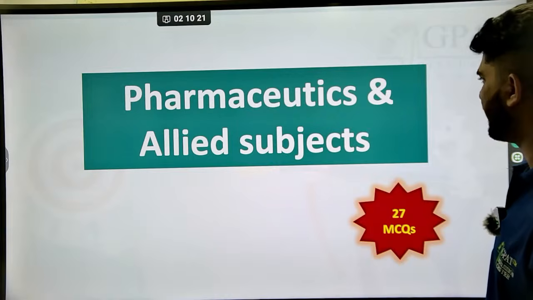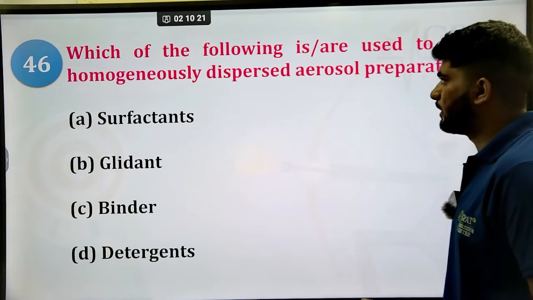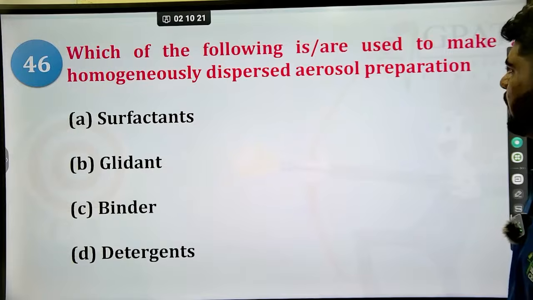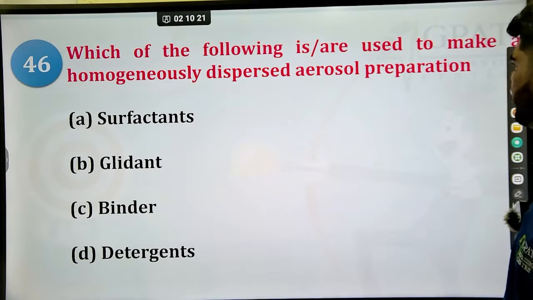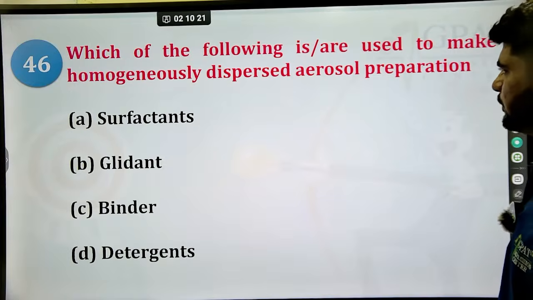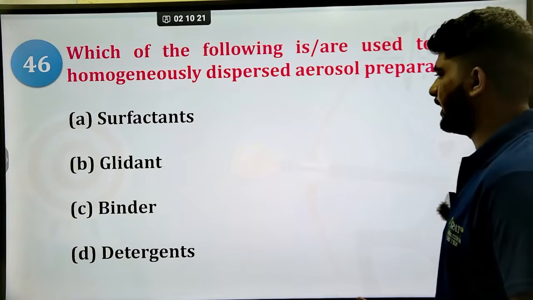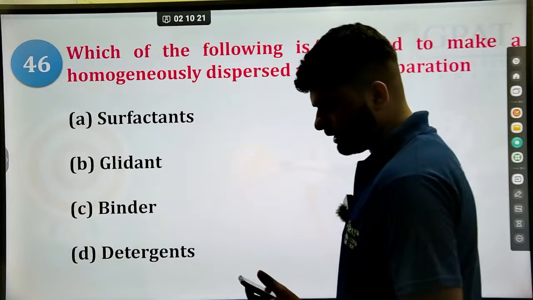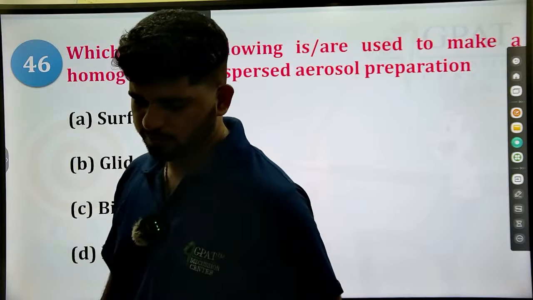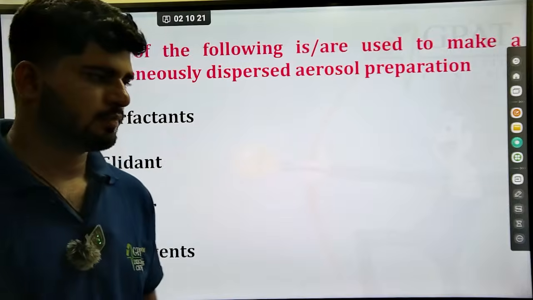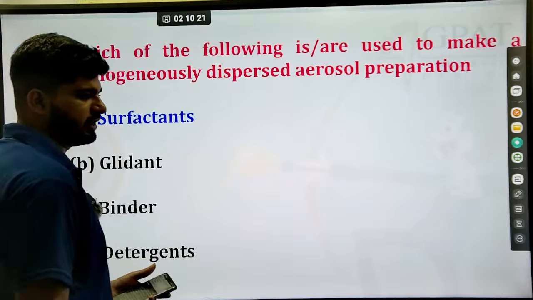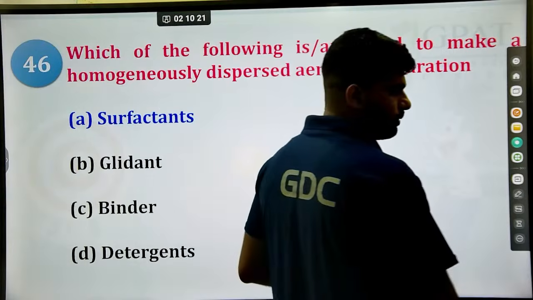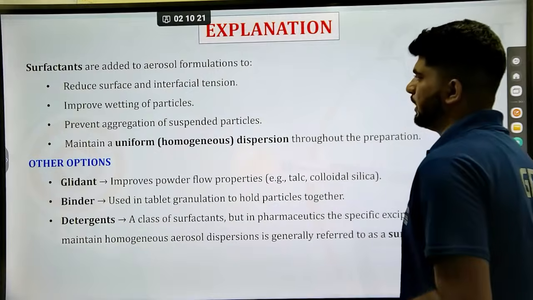Now, pharmaceutics and allied subjects, 27 MCQs over here. Which of the following is used to make homogeneously dispersed aerosol preparation? Surfactant, glidant, binder, or detergents? That is nothing but your surfactants only. Surfactants are very much used to make homogeneously dispersed aerosols, right?